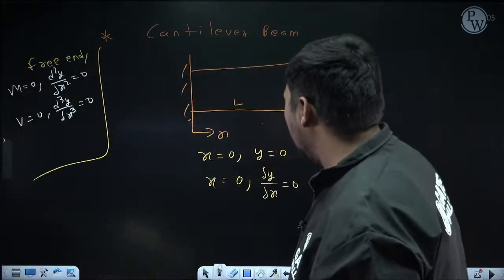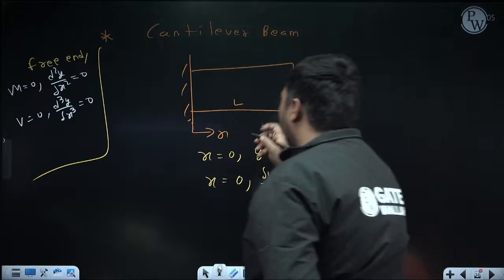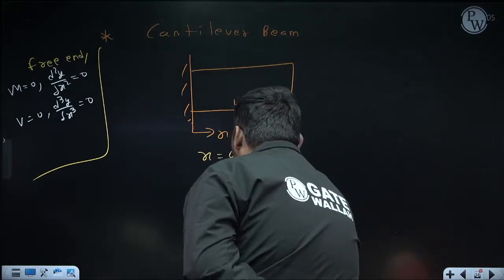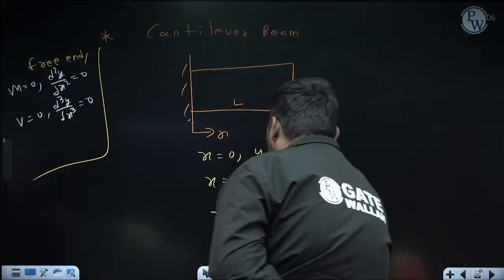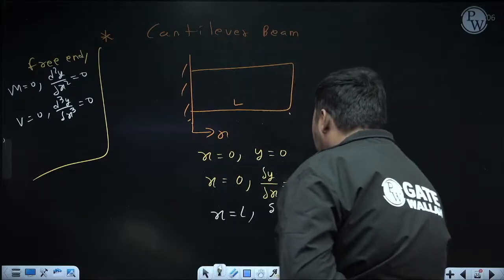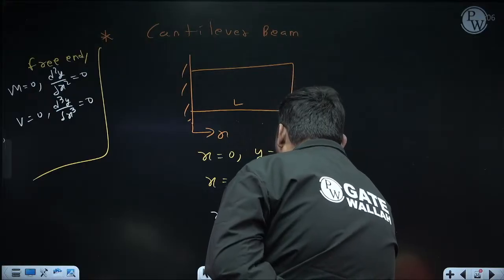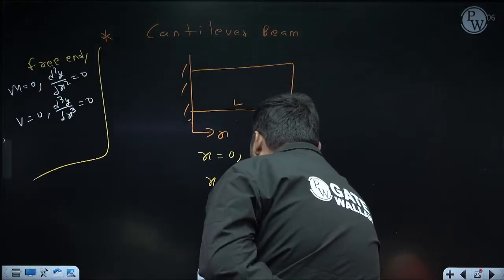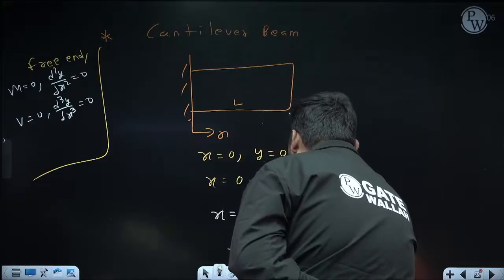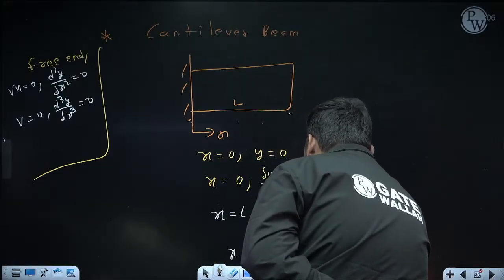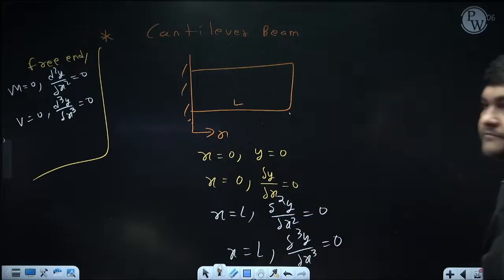So now, what will be the boundary condition at the free end, that is, at x equal to L? At the free end both shear force and bending moment are 0. Bending moment 0 means del square y by del x square is 0; here I am writing in terms of del. At x equal to L shear force is 0, that's why del cube y by del x cube is 0. This is important.